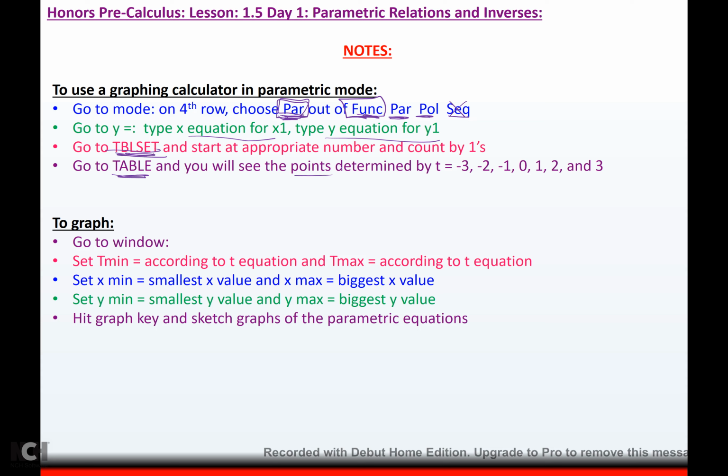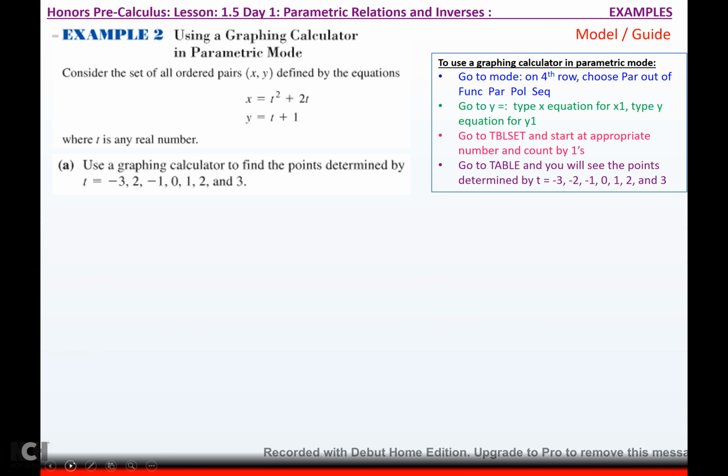Okay, so to graph, remember you have to set your window. You're going to set your t min according to the t equation and your t max according to the equation. Set your x and y mins and maximums according to your data, and then hit your graph key and sketch the graph. Alright, so we have these two. Consider the set of all ordered pairs defined by these two equations. A says use a graphing calculator to find the points determined by t equal negative 3 to 3.